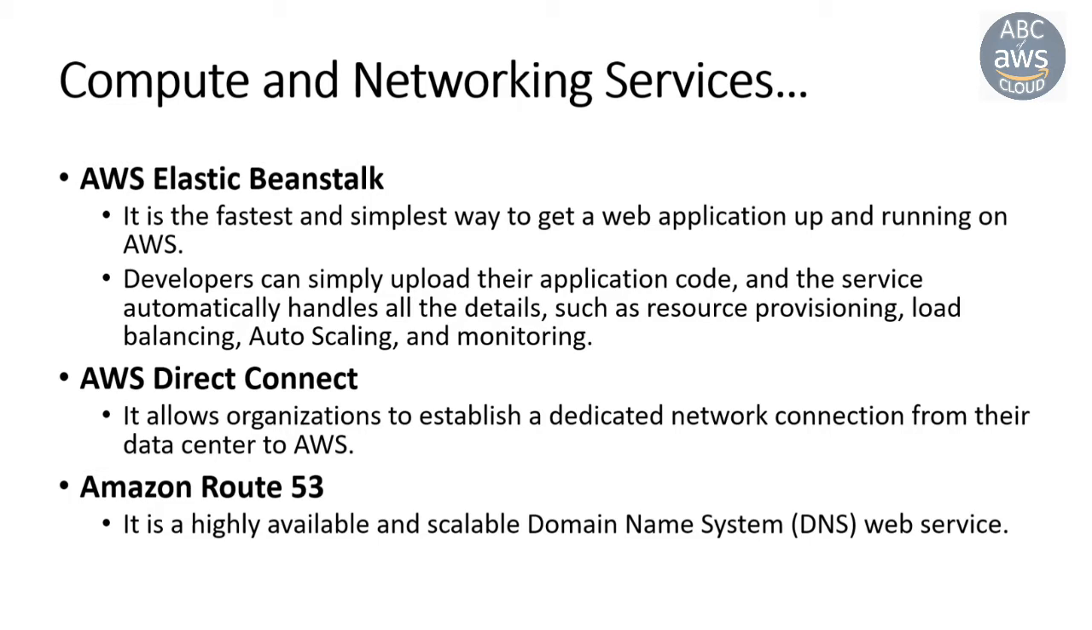What is the difference between a VPN and AWS Direct Connect? AWS Direct Connect is much faster, and it is a connection from your data center to AWS. This is not an internet connection. You can think of it as a network connection provided by network providers like Jio. This connection is very fast in comparison to your internet connection.